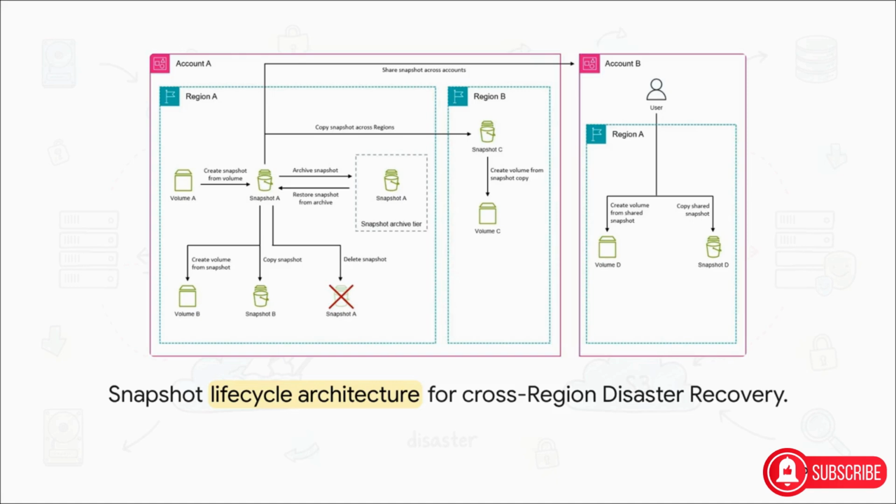Plus, we can share these snapshots across totally isolated AWS accounts, so if a hacker somehow compromises your primary account, your secondary backup account acts as an air-gapped vault holding an untouchable copy of your data.